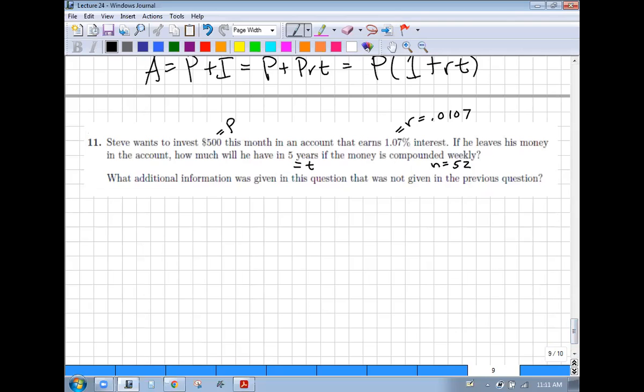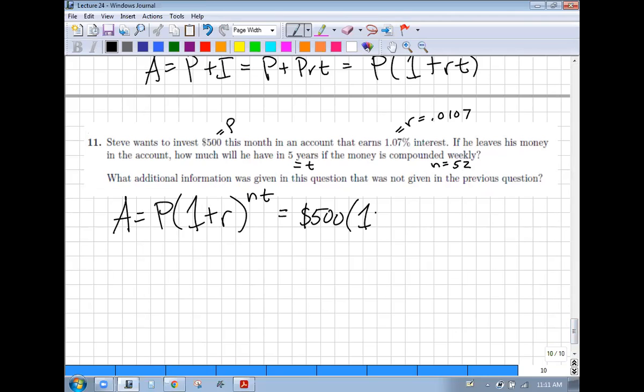Here, they say we're compounding weekly. So we need to use our formula for compound interest. So we would use P is 500, R is 0.0107, N is 52, and the time is 5 years. So it's one thing to be able to write down the formula. What most of y'all are going to make mistakes doing is plugging this into your calculator. Most students I've ever had can never plug these into the calculator and get the right answer.